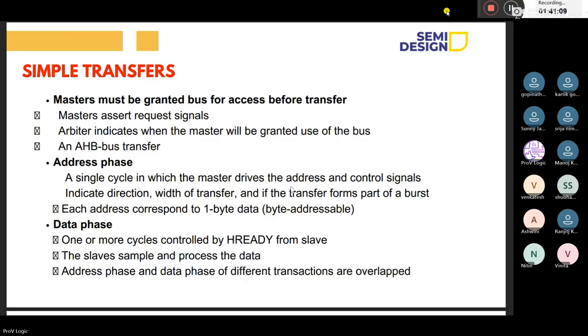Yes. So here I have one question. Each address corresponds to 1 byte of data, meaning to make the aligned address, we have to maintain this condition. The second point in the address phase: each address corresponds to 1 byte of data, so a minimum of 1 byte of data it should be. Can you explain that point?